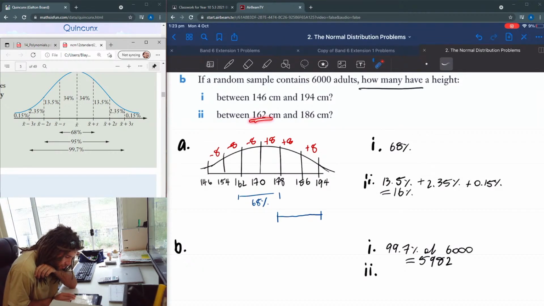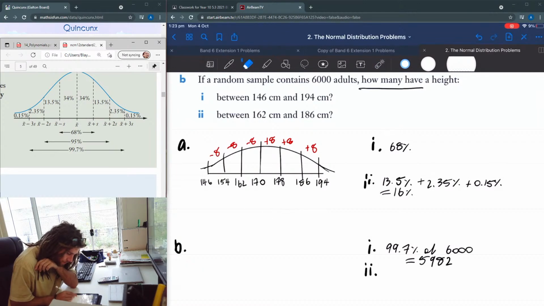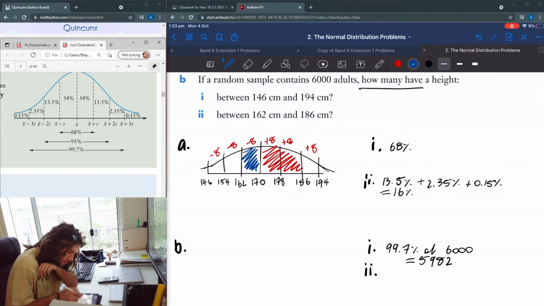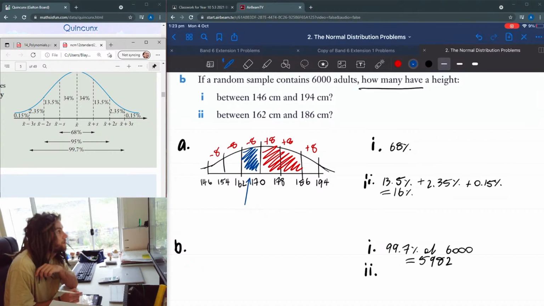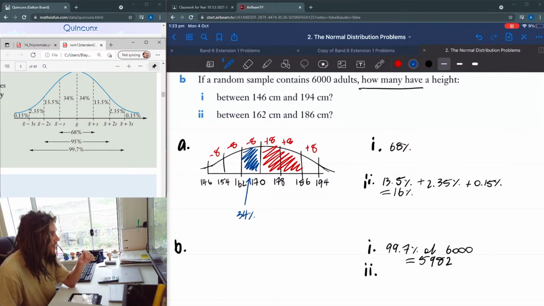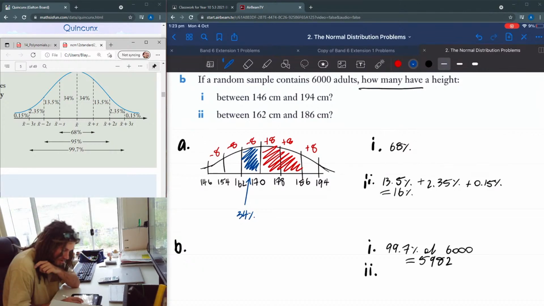Between 162 and 186, so 162 and 186. So these are the ones that are a little bit weird. So if I get rid of this, I'm looking for this plus this, okay? So this here is going to be 34%, or it's half of 68%. So however you want to work that out.